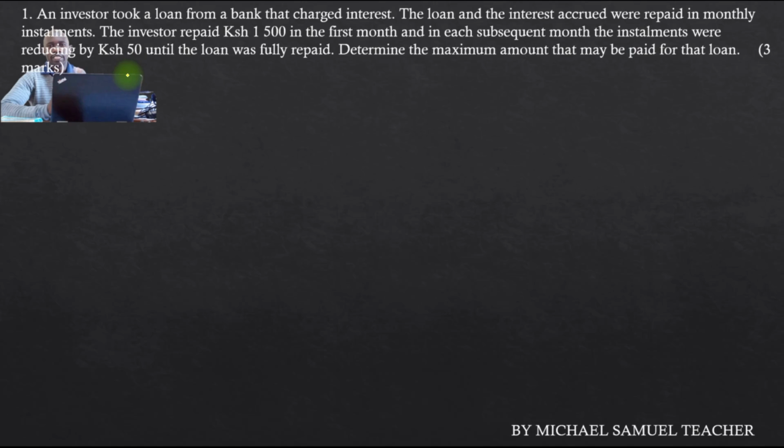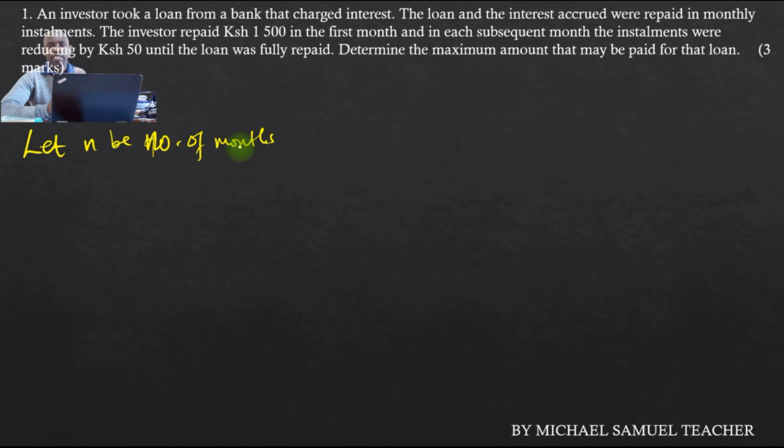Therefore, we can say let n be the number of months it takes for the monthly installment to reduce to 0, because after repaying all the loan, the final installment amount will be 0, meaning that he has completely paid the loan.